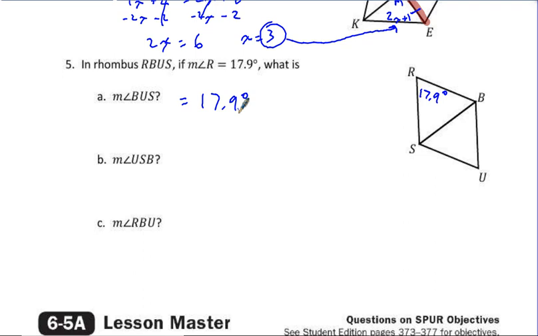The measure of angle USB is next. USB, so I'm looking for this angle here now. And it might be helpful to place the 17.9 degrees that we know in the picture. Okay, to find that angle, I know that in a rhombus all sides are equal.